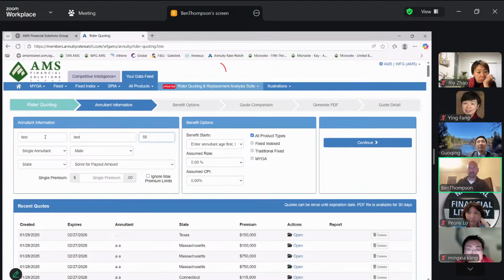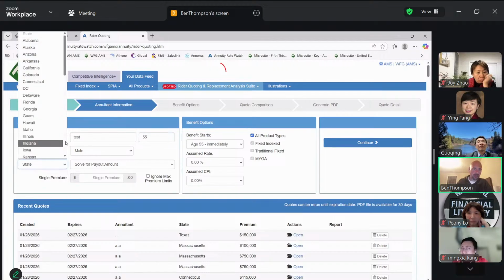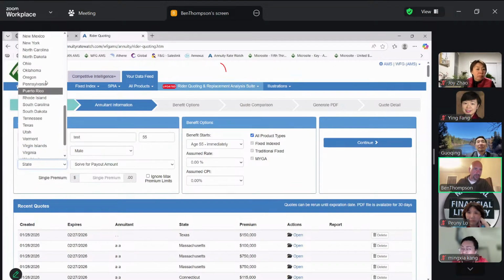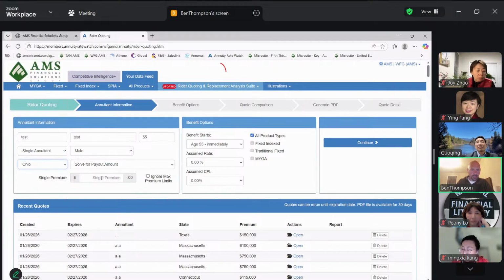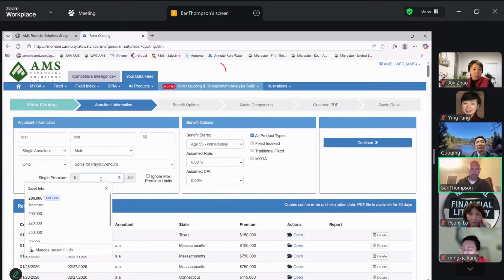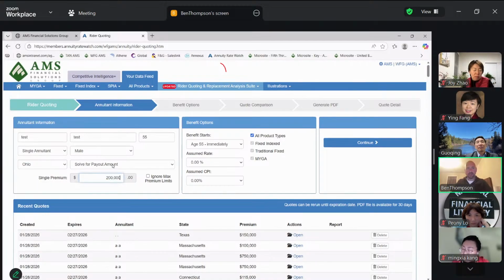So we're going to have a 55-year-old client. Let's say that they are in the state of Ohio. And let's say that they have 200,000 in a 401k. That is all we have to put in the far left-hand column. And then in the middle column under benefit options, what we're determining here is when do they want that income to start? Now, again, this is the scenario that I'm just making up in my head.